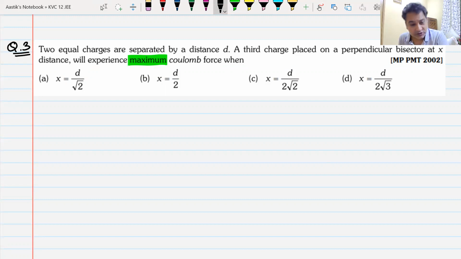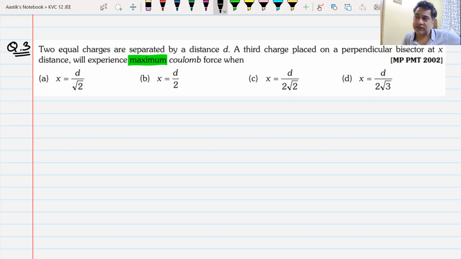Now remember, this question is simple, but you will not get the time to solve this question in the examination hall because it requires some mathematics. How will you do this? Anyone has any idea? Where will the force be maximum?